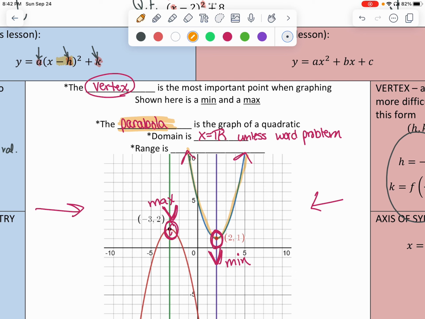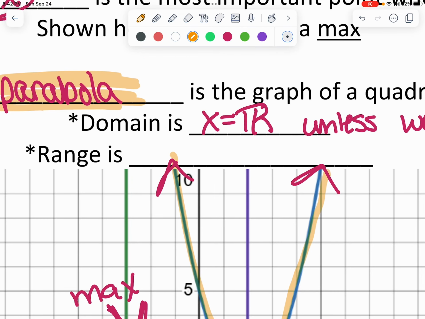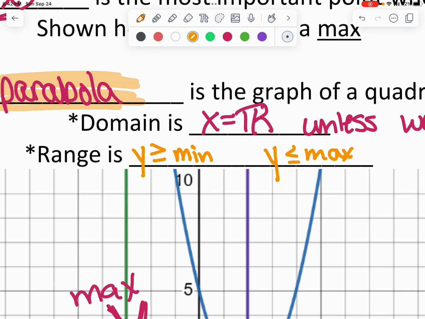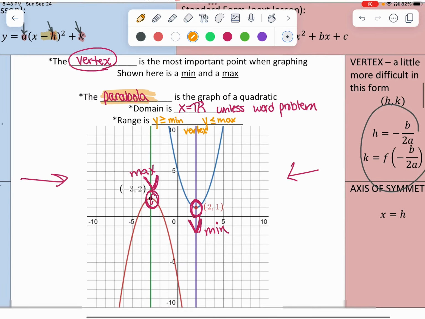Now the range is where it gets kind of tricky, okay? The range is either going to be, I'm going to erase all these extra marks because they're getting to be too much. The range is either y is greater than or equal to the minimum, or if it has a maximum, it's y is less than or equal to the maximum number. And I'll show you that, okay, as we go along, but it's always pulled from your vertex. So the mins and the maxes are always pulled from your vertex, so is the axis of symmetry, okay?